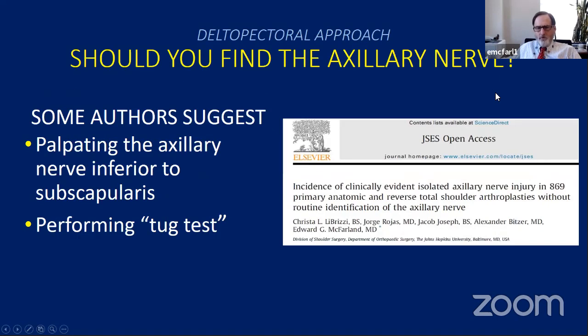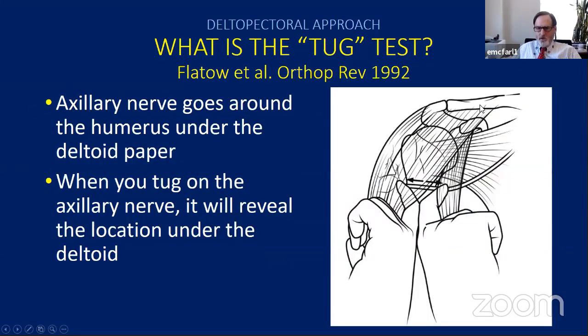Some authors have talked about doing what's called a tug test, where you pull on the nerve and you can see it as it comes around the proximal humerus, and you can sort of see it on the underside of the deltoid. This is what a tug test looks like. You sort of pull on the nerve down here and you feel it back over here. I've not really found that to be necessary.